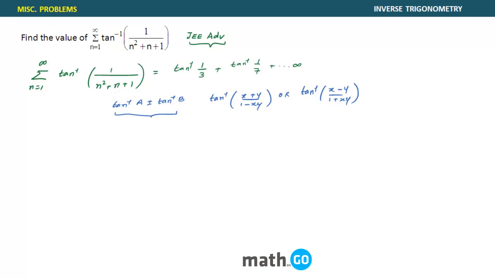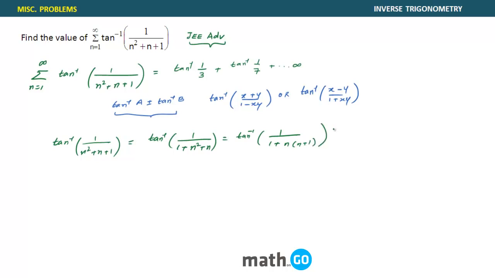So let me just take the value that is ahead of the summation, that is tan inverse 1 by (n square plus n plus 1). Now let's see how I'm going to rewrite this. Let's say 1 upon (1 plus n square plus n), and now if I take n common in the denominator, so this will be what? Yes, this is not a square, this is minus 1. It looks like a square, right? So this is 1 into (n plus 1). Any problems till now? Obviously no problems.